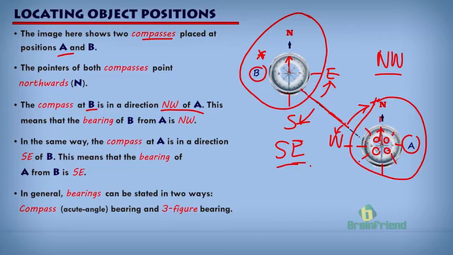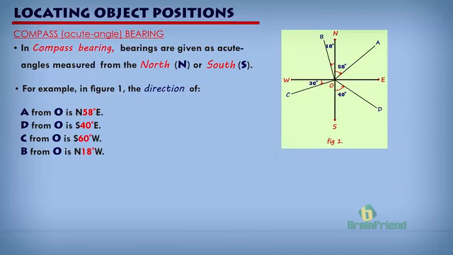In general, basically, bearings can be stated in two ways: the compass acute angle bearing and the three-figure bearing. So again, in general, bearings can be stated in two ways, the compass acute bearing and the three-figure bearing. We're going to learn more as we go on in our class. Now, the compass acute angle bearing, or the compass bearing method, we'll take a look at first. In the compass bearing method, the bearings are given as acute angles measured from the north or from the south.